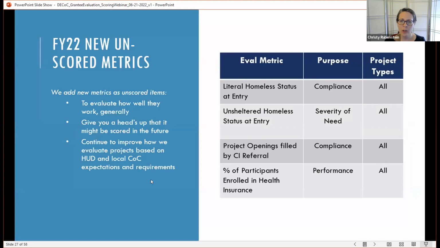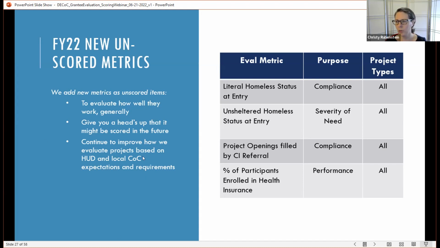Unscored metrics this year are typically added to basically test run a metric that we think we might want to add in the future. So it's added, but we make it unscored so that we're not penalizing you for not meeting some benchmark or threshold that you've never been asked to look at before. So that includes literal homeless status at entry, unsheltered homeless status at entry, project openings filled by CI referral, and percent of participants enrolled in health insurance.